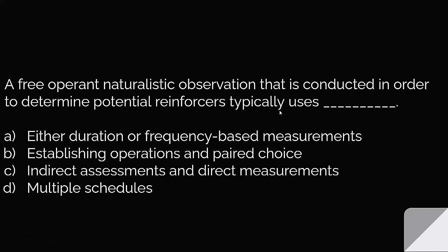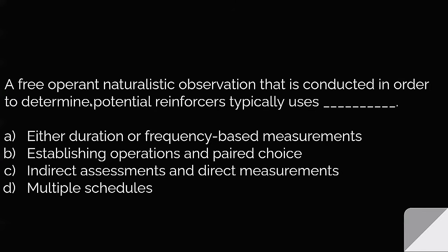So in order to determine potential reinforcers, you think preference assessments, but the first part, a free operant naturalistic observation. Okay, so let's talk about that specifically. A, either duration or frequency-based measurements. Yeah, we do that with a free operant observation. Let's say there's 10 different things to play with in a room, and I bring a child in and I just see how long they engage with each item, or how many times they engage with each item, or both. You could do both.